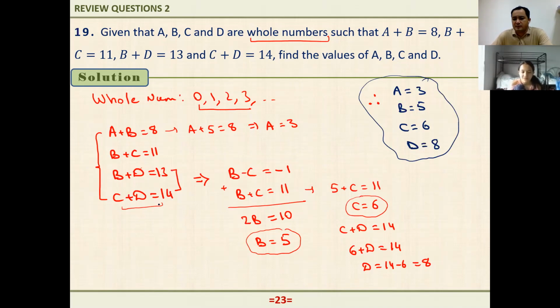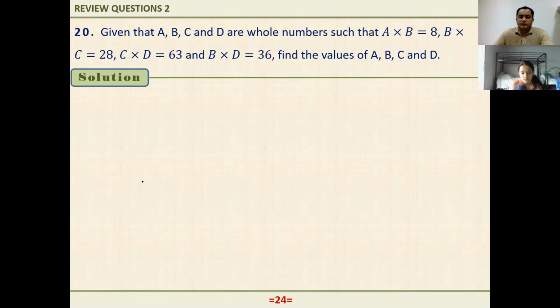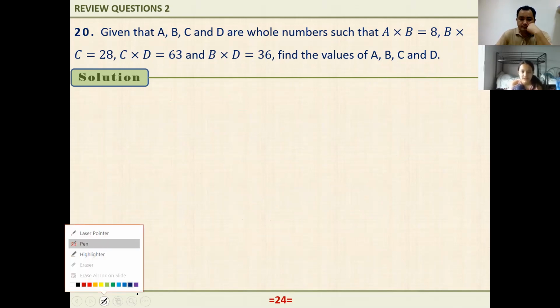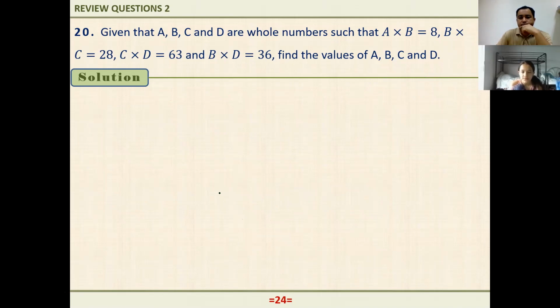Now we will see another similar example, but instead of addition here, we'll have multiplication. Can you read it? Given that A, B, C, and D are whole numbers, such that A times B equals 8, B times C equals 28, C times D equals 63, and B times D equals 36. Find the value of A, B, C, and D. Very good. So again, we know what we mean by whole numbers. They are like 0, 1, 2, 3, 4.